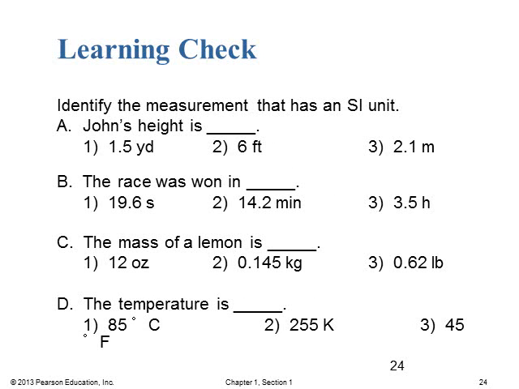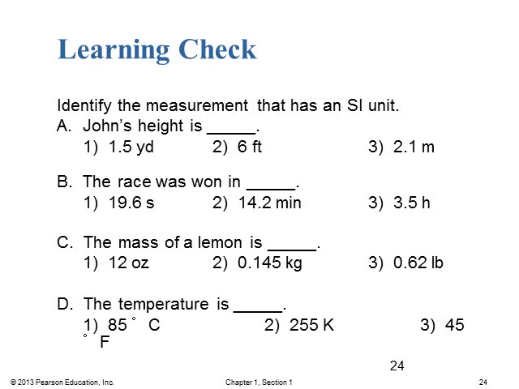All right, so again, another learning check. Here we're going to identify the different measurements that have an SI unit. So we want to make sure that we're using SI units, not just metric units. Just remember the slight distinction between the two. John's height is: 1 is yards, 2 is feet, and 3 is meters. Yards and feet are both American customary units, not used in the SI or metric systems. So here it would be 2.1 meters.